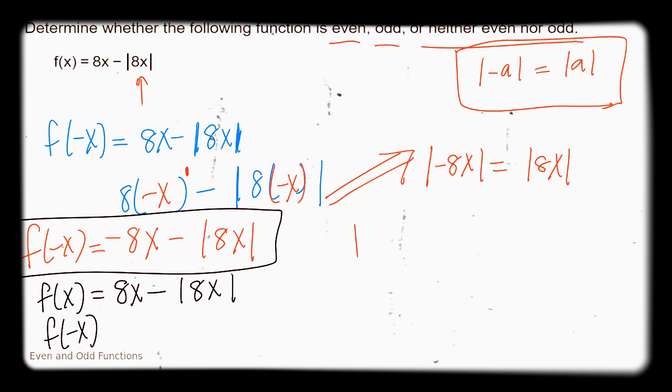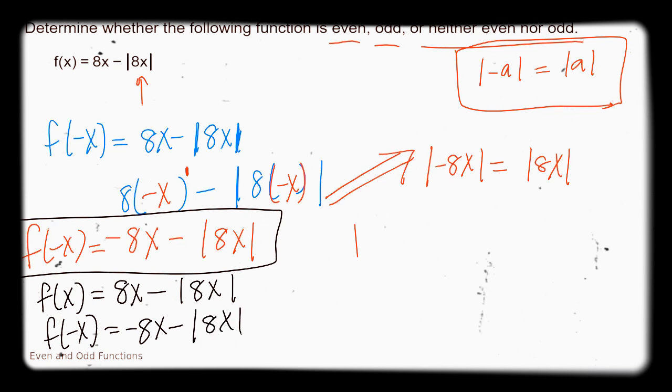So the original function, I wrote that, and then my new one, f of negative x, is negative 8x, negative the absolute value of 8x. So they are not the same because of my 8. I have a positive 8 and a negative 8. So therefore, these two are not equal, so it's not even.